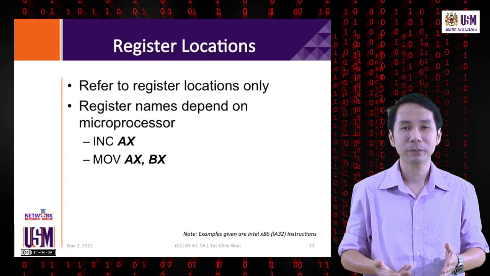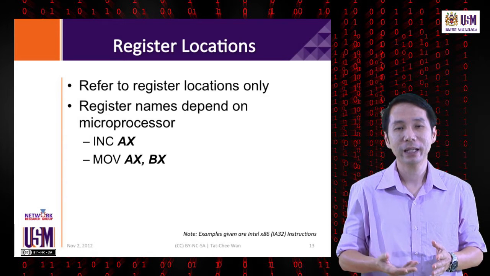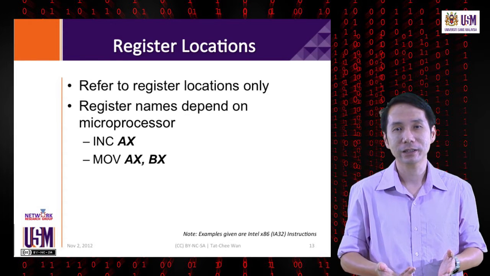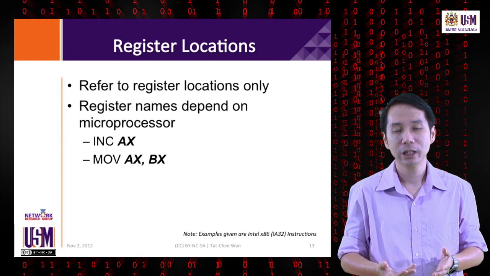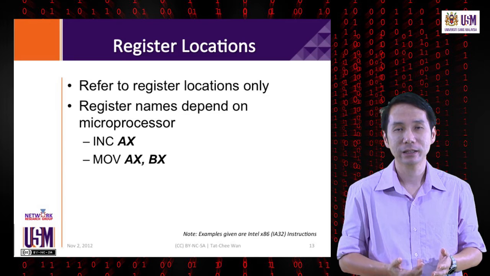Now the next type of operands are register location operands. These refer to register locations found in the microprocessor only. The register name will depend on the microprocessor that we are referencing. In the examples given here, we are using the Intel x86 architecture to illustrate register locations. The instructions here are increment AX, which is one of the registers in the Intel processor, and the second instruction, move, copies the value from the register BX into the register AX as the destination of this instruction.